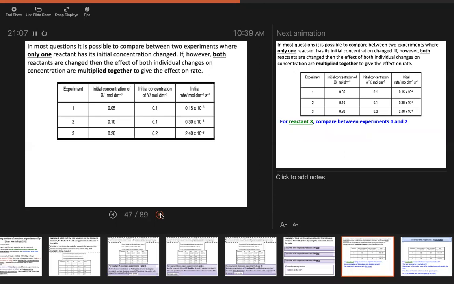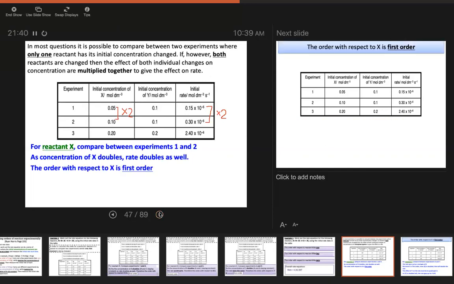Okay, so let's have a look at experiments 1 and 2. For reactant X, compare between experiments 1 and 2. Going from 0.05 to 0.1, that's times 2. The concentration of Y stays the same. What can you say about the rate? It doubles as well. So this means that X is zero, first or second order? First order, that's right. As the concentration of X doubles, the rate doubles as well. The order with respect to X is first order.